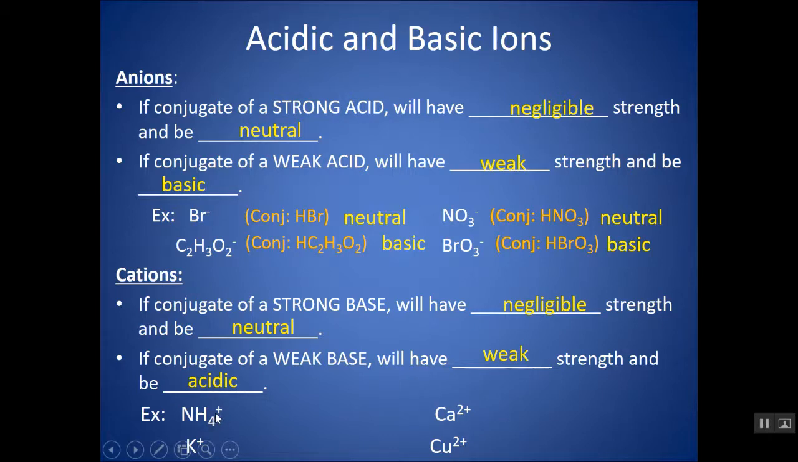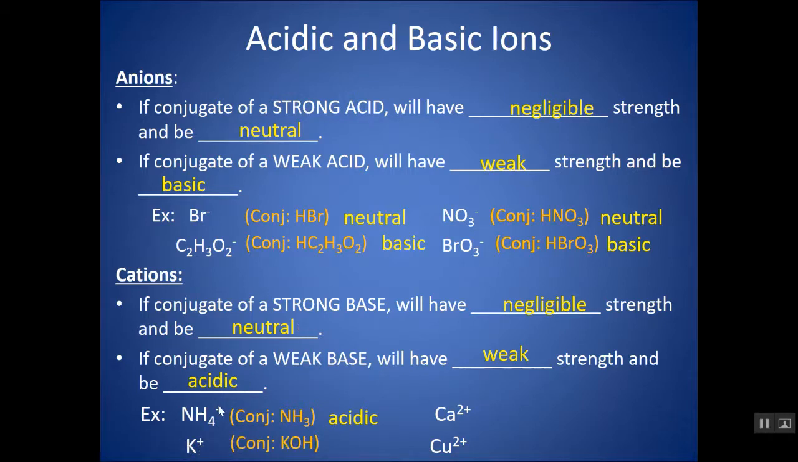NH4+, think about what base made that, or what's the conjugate base to this. So if I make this act as an acid, donate an H+, it turns into NH3, that's the base. This is a weak base, so this would also have weak strength as an acid. K+, its conjugate is KOH.